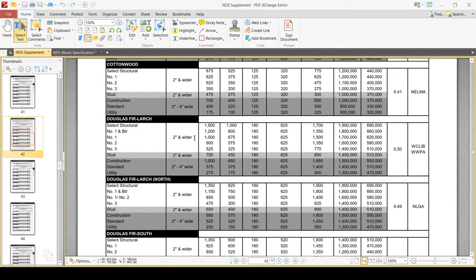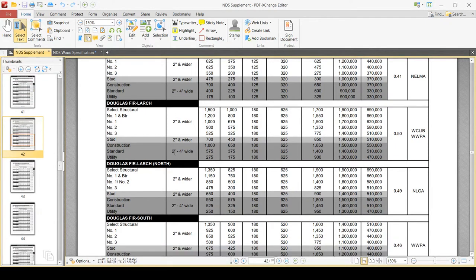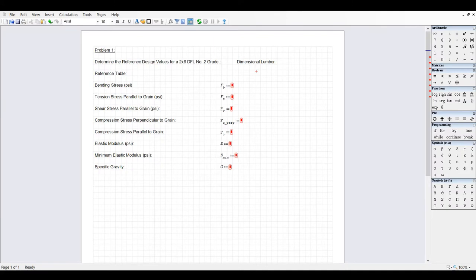Again, we're looking at Douglas fir, Douglas fir large specifically. Notice I have three potential species groups here: this Douglas fir large, this Douglas fir large north, and this Douglas fir large south. So how do I know which one to use? The key is that my problem statement said just Douglas fir large. It didn't say Douglas fir large south, which would be DFL-S, or DFL-N for Douglas fir large north.